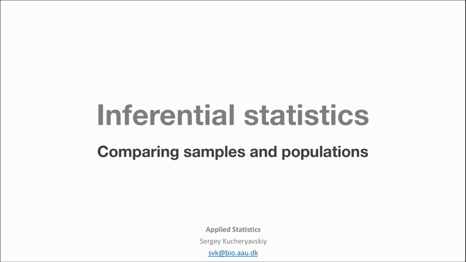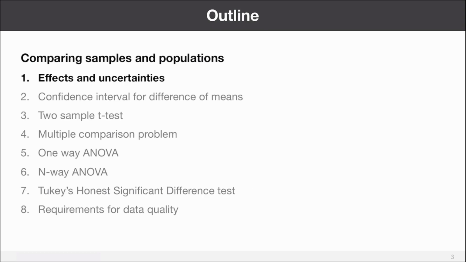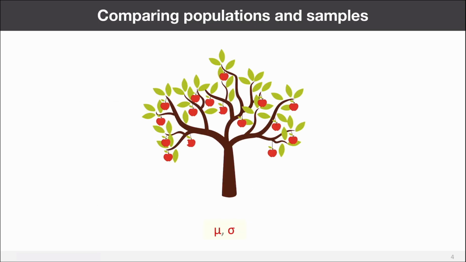In the third, last learning sequence of block number 2, we will discuss how to compare samples coming from different populations and a closely related problem, how to estimate effects. So let me start with some intuition again and probably some defining of a problem actually.